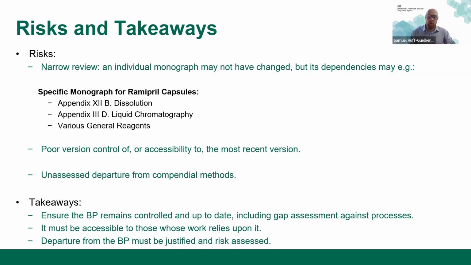Poor version control can also manifest similarly, but is also indicative of a PQS with a potentially heightened degree of risk regarding documentation management. Really, this is also about ensuring just easy access for all of those whose work depends upon it. And lastly, where we depart from the compendial method, it's important to understand whether this is necessary or appropriate in the first place. And if it is, just ensure that the approach taken has been sufficiently risk assessed.